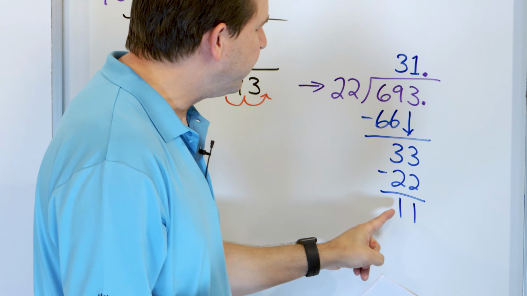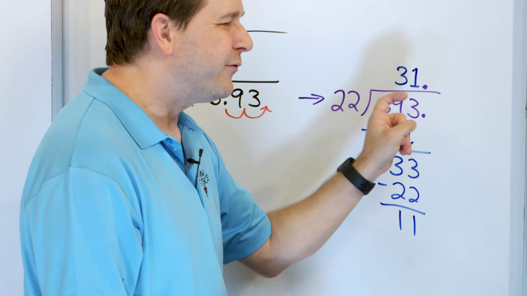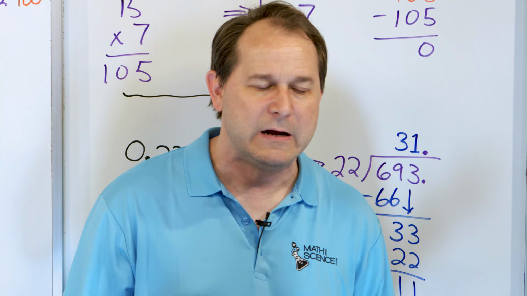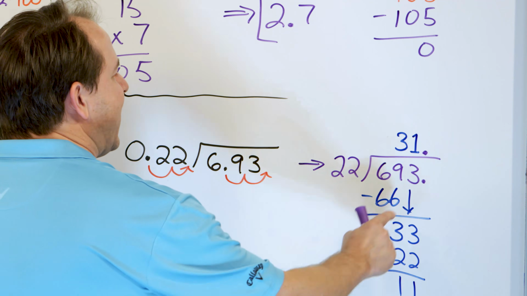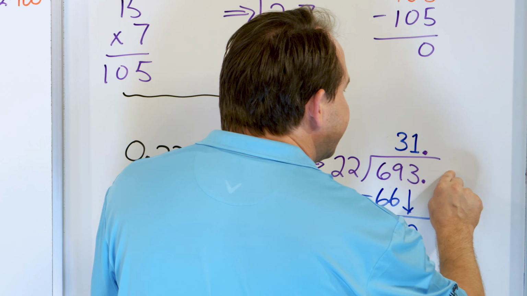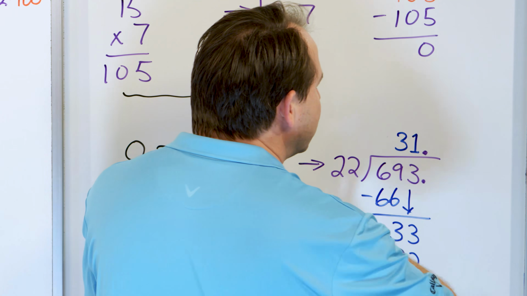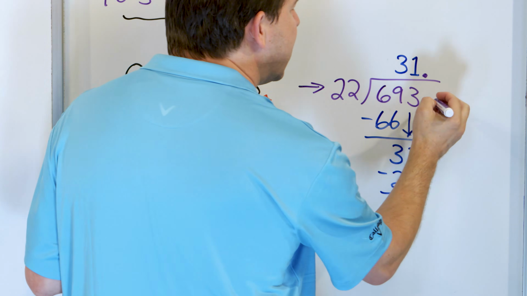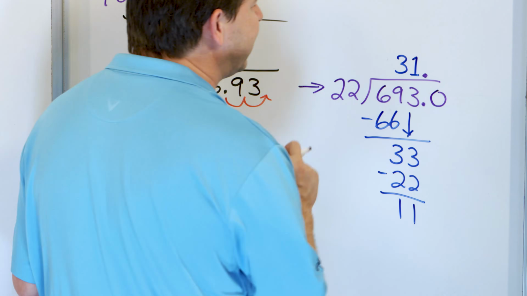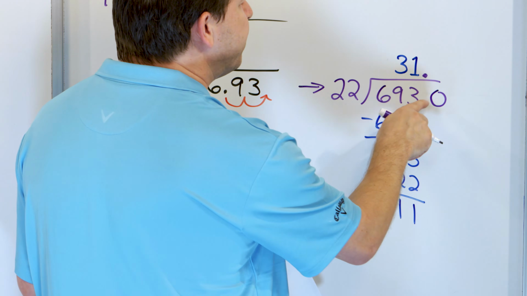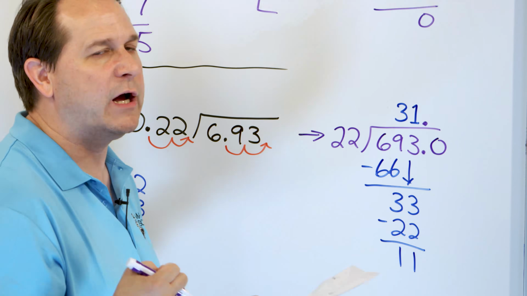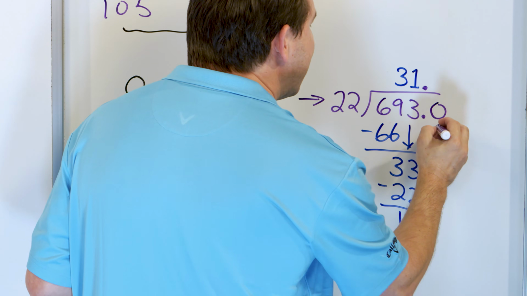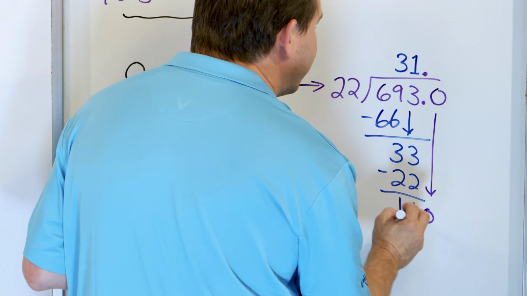But here when we subtracted, we did not get a zero. We don't have any other digits, but we did not get a zero remainder, so we cannot stop. See, after a decimal point, after this decimal point, there's a bunch of infinite zeros out here that we just don't write down. So whenever you have a remainder that's not zero, so we know we're not done, you can just add another zero after the decimal point. 693.0 is the same number as 693. So what we do is we add a zero that we can then bring down. And now we continue the process.